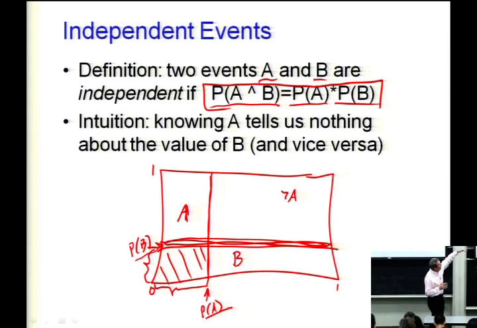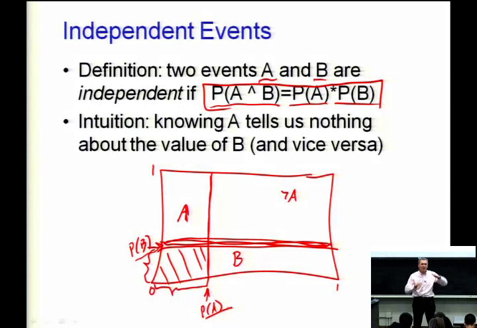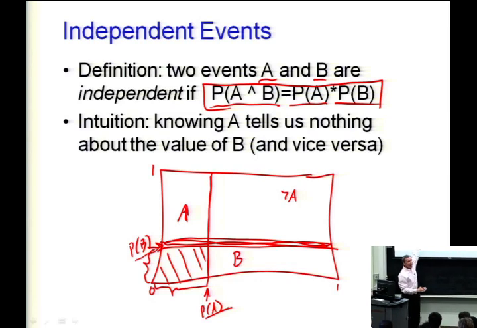So in a way, what I've done here is I've just chosen a way to draw my Venn diagram so that A and B are really independent. I can put the B line at any height, I can put the A line at any width, and they're independent. Knowing whether B is true or false doesn't really tell me anything about A.